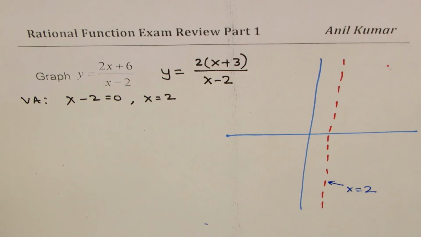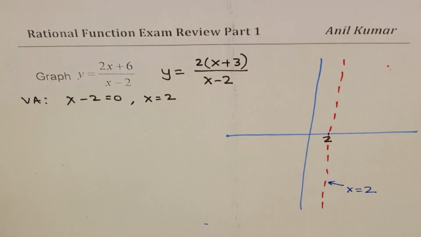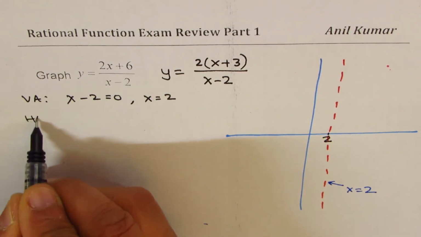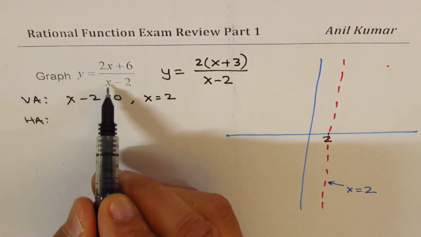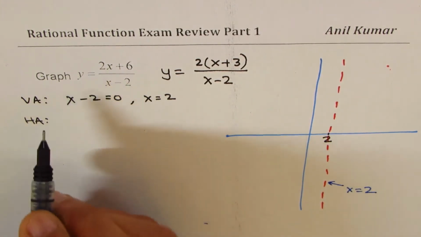Is that clear, right? So this is x equals 2 for me. So this point on the x-axis is 2. Now let's also calculate the horizontal asymptote. Since the degrees are the same, the horizontal asymptote is 2 over 1, right?